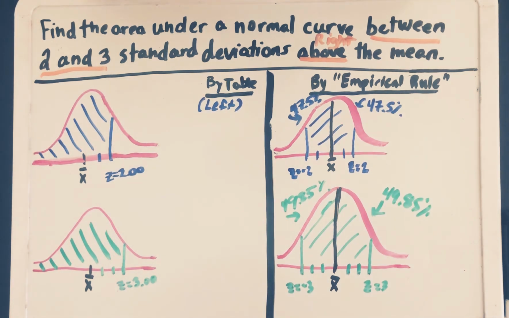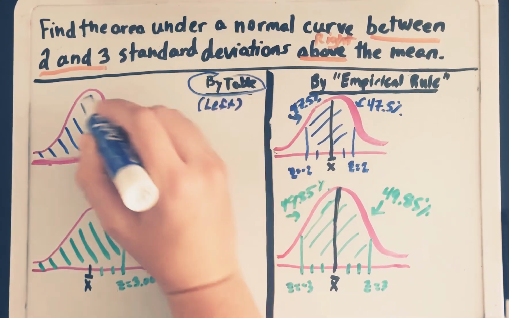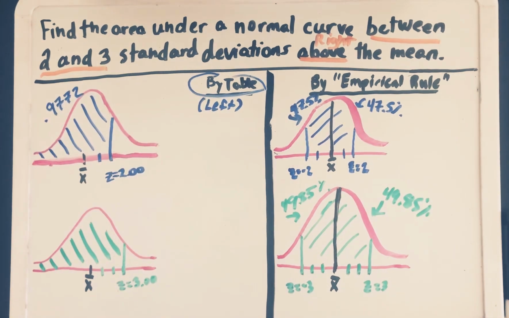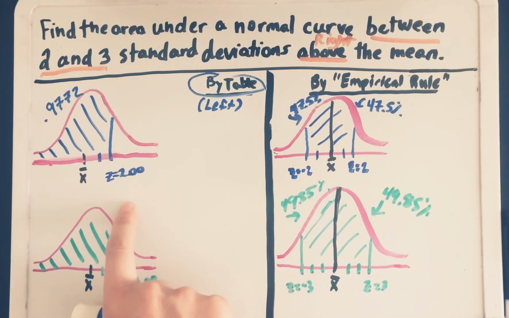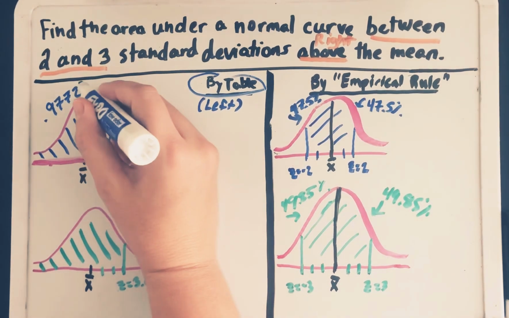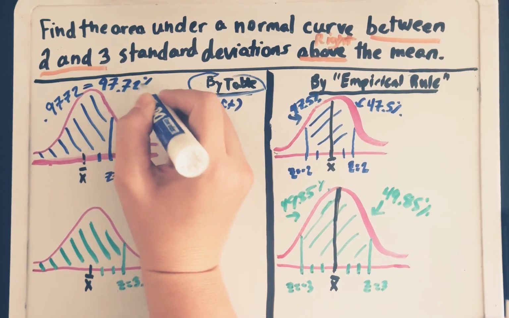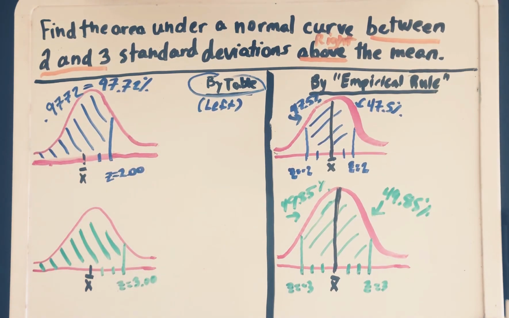And when I do that, I'm getting 0.9772. So my table is telling me 0.9772 is the area to the left. It always tells you the area to the left of that z-score, which means as a percentage, it's the same thing as saying 97.72% of all values are below that z-score.